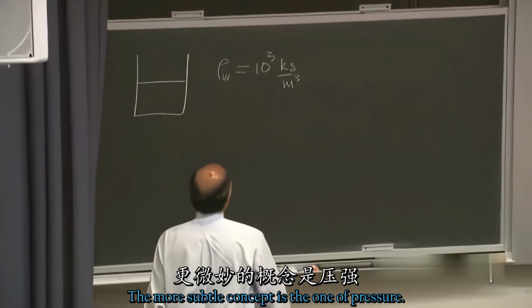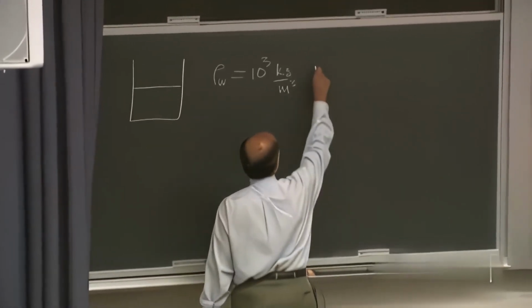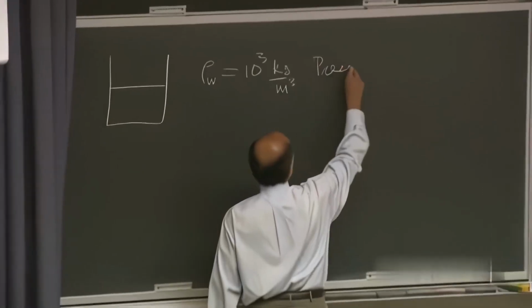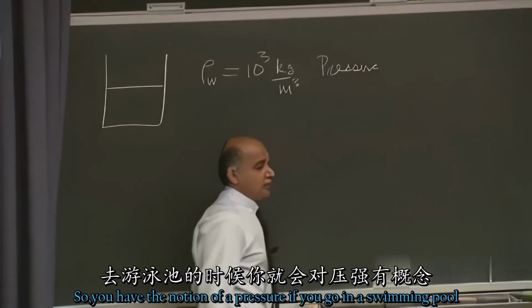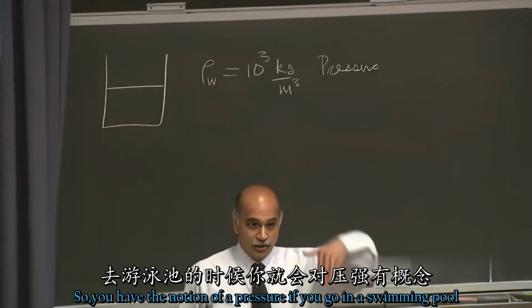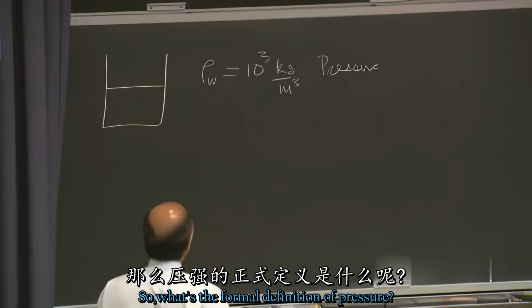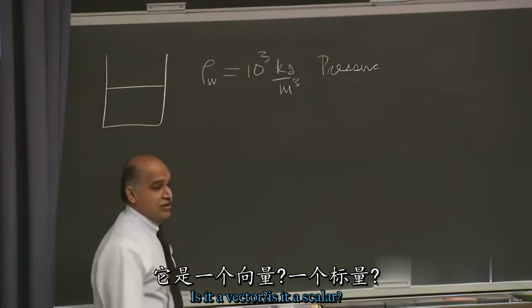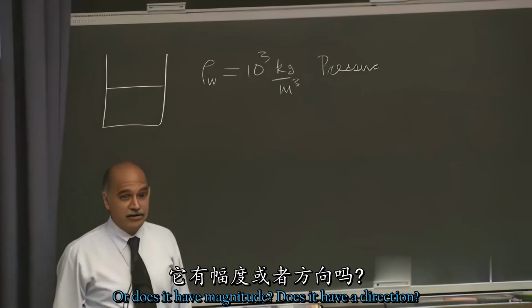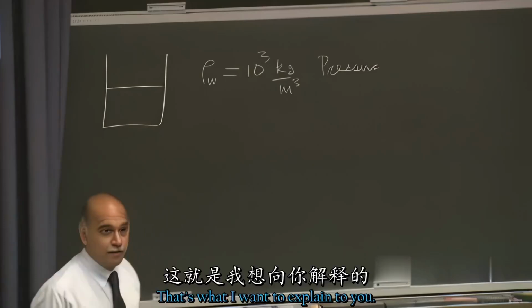The more subtle concept is the one of pressure. So you have the notion of a pressure. If you go into a swimming pool and you dive down to the bottom, you know the pressure is going up. So what's the formal definition of pressure? Is it a vector? Is it a scalar? Does it have a magnitude? Does it have a direction? That's what I want to explain to you.